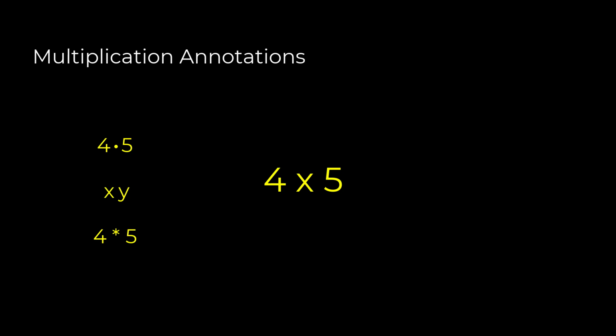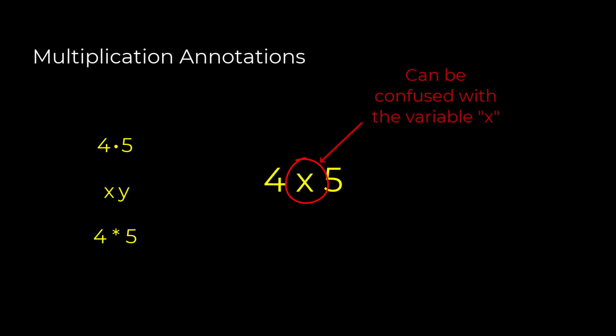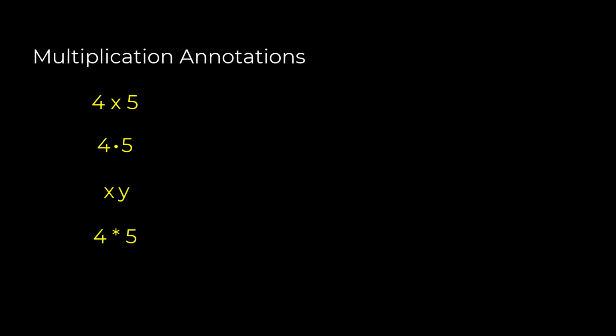We can annotate a multiplication operation in 4 ways. The reason that there are so many different annotations is that all of them have some problem which makes them difficult to use in some circumstances. The most common annotation in arithmetic is this. But when I begin to use variables in algebra, then the multiplication symbol can be confused with the variable x. So you almost never see this annotation used in higher order mathematics. Similarly, this annotation can be confused for 45 if my dot is difficult to see, or for the decimal 4.5 if I'm sloppy.